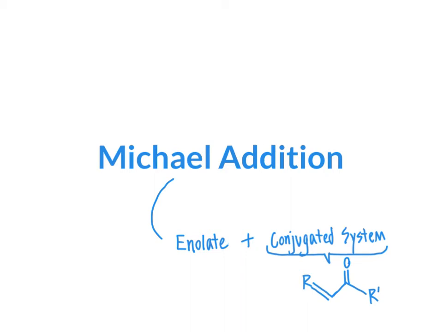So we're going to be looking at what happens when we react an enolate, that was our deprotonated alpha position of an aldehyde or ketone, with a conjugated system. So let's go ahead and take a closer look at this reaction by going through an example where we will start in this Michael addition example by walking through the reaction mechanism for this particular reaction.